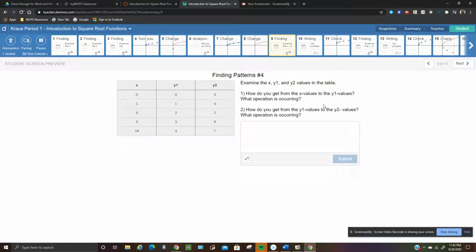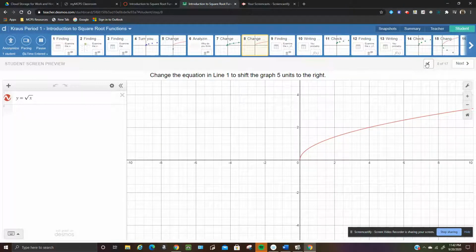All right, so on slide 8, it says change the equation in line 1 to shift the graph 5 units to the right. So if I add 5 under the radical, subtract 5. So that moves the endpoint from 0, 0 to 5, 0.